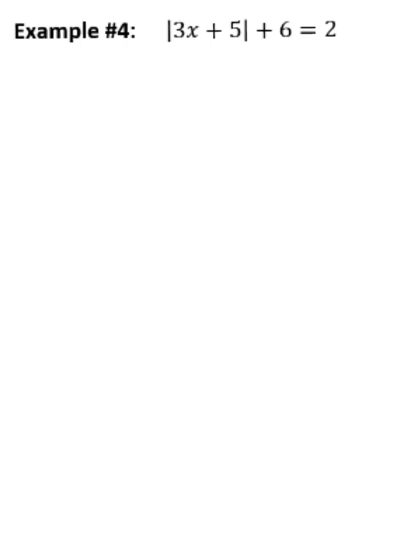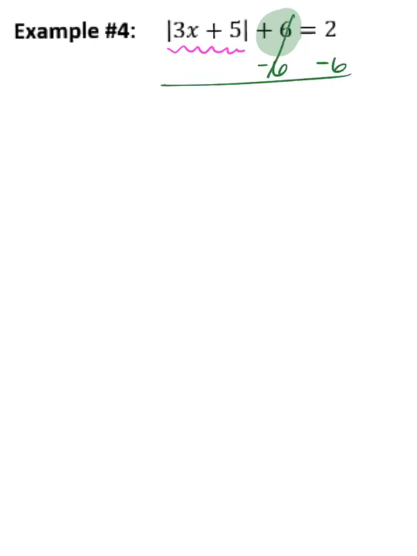So example 4, we have the absolute value of 3x plus 5, and then a plus 6 after that. So right away, kind of like the last one, I notice I have something here that I'm going to need to undo to get the bars by itself. So let's start with that. And I'm going to subtract 6 on both sides.